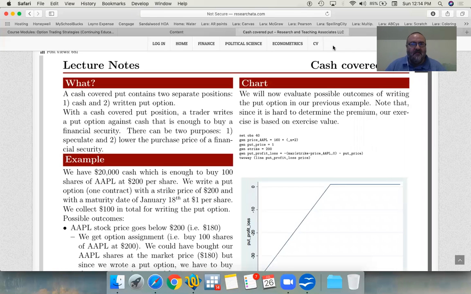So this video is about cash covered puts, and a cash covered put contains two separate positions: cash and a written put option. So the idea is that you could have two intentions with this. One, you could simply be trying to make an income and you have no intention of buying this, or you have an intention to buy, you're just trying to make it a little cheaper for yourself.